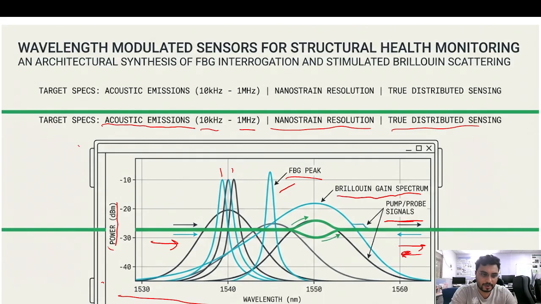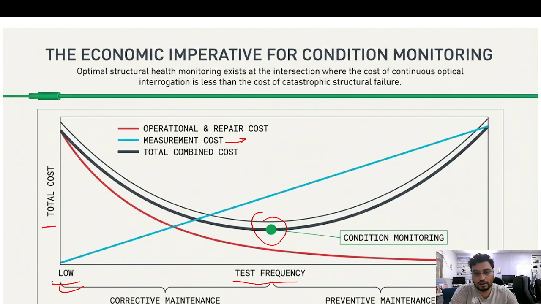So the target specs are acoustic emission, which is 10 kilohertz to 1 megahertz. It should have nanostrain resolution, and it should also have distributed sensing for structural health monitoring. Okay, this one. What is the problem here? The problem is economic: the cost is the problem.